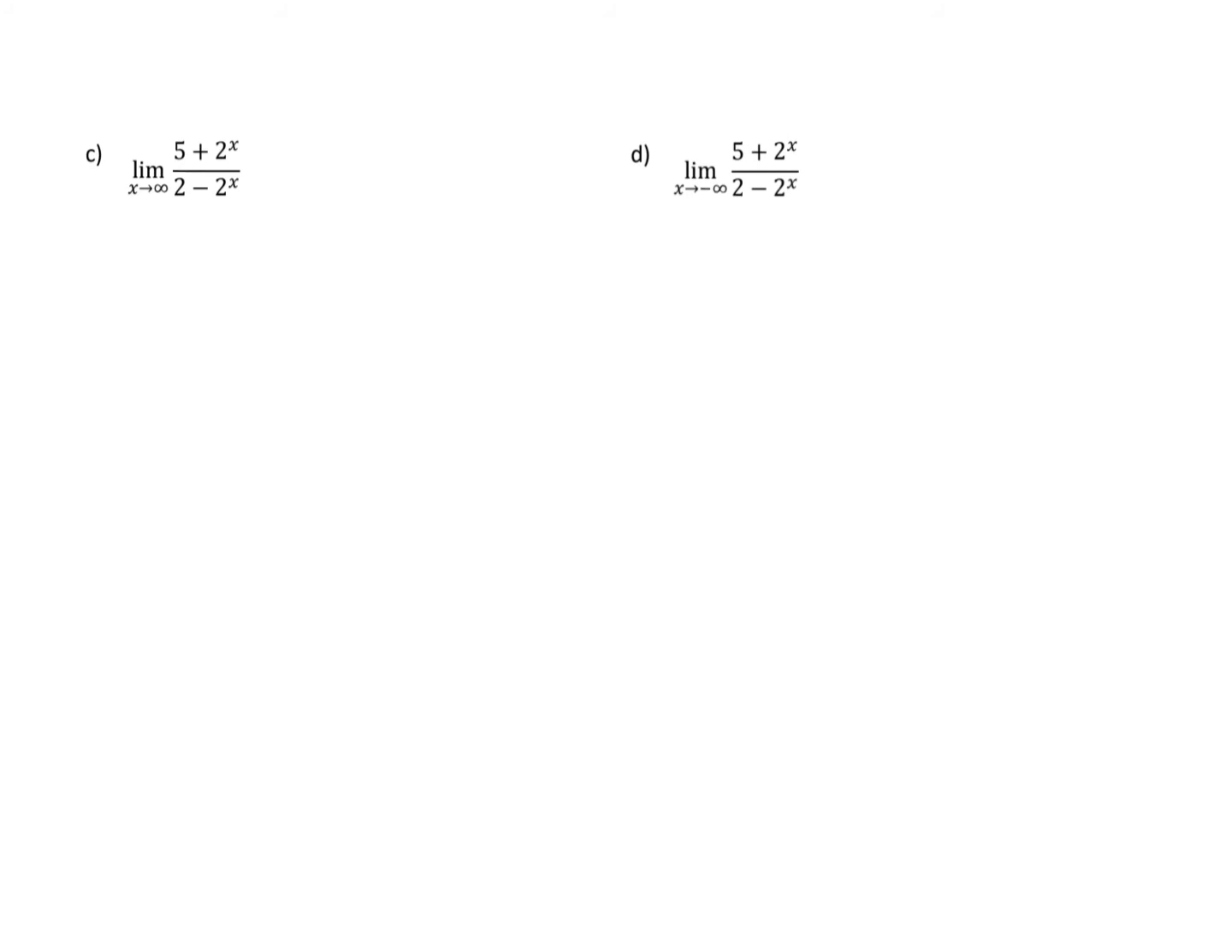All right, let's look at this next one. Now I have the limit as x approaches infinity. If I substitute infinity, I have 5 plus 2 to the infinity over 2 minus 2 to the infinity. So I'm looking at speeds. I have exponentials, and they're growing at the same speed. So now I look at the bases. So what does it go to? 2 over negative 2, which is negative 1.